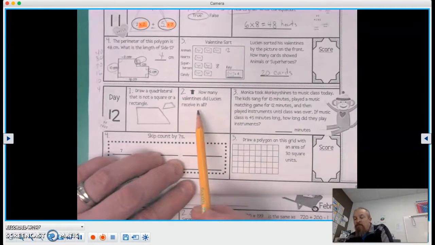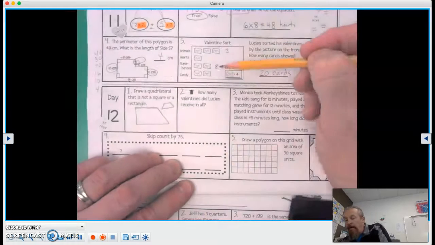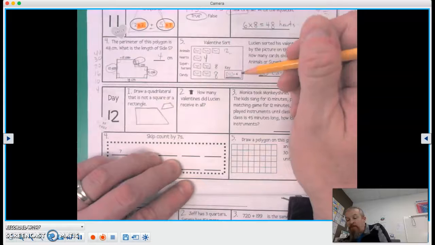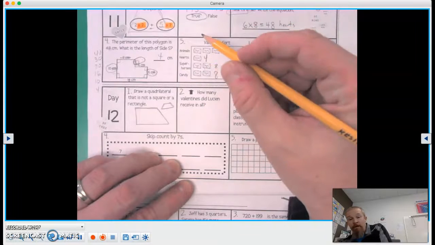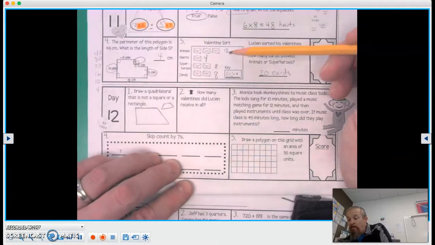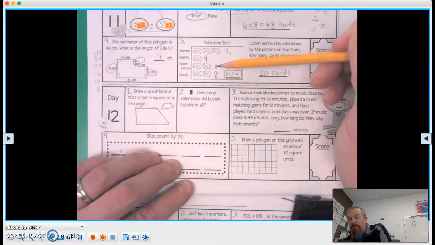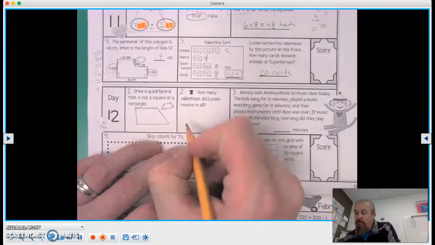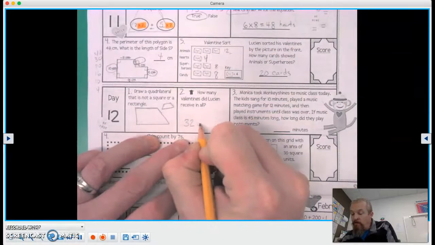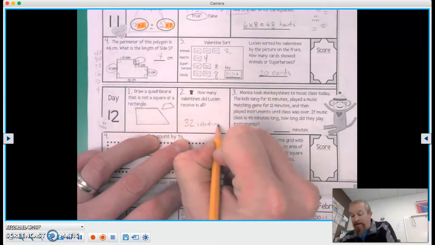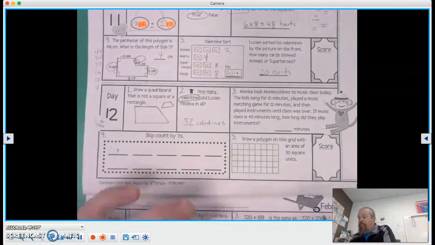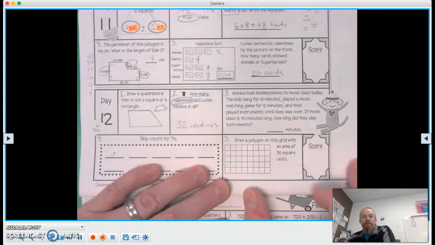How many Valentines did Lucian receive in all? Okay, well, we had 8, 12. Here's another 8. And there's 4, because each letter is worth 4, remember that? So 12 plus 8 equals 20. Plus 8 is 28. Plus 4 more. 29, 30, 31, 32. 32 Valentines. Good. So how many Valentines? 32 Valentines.